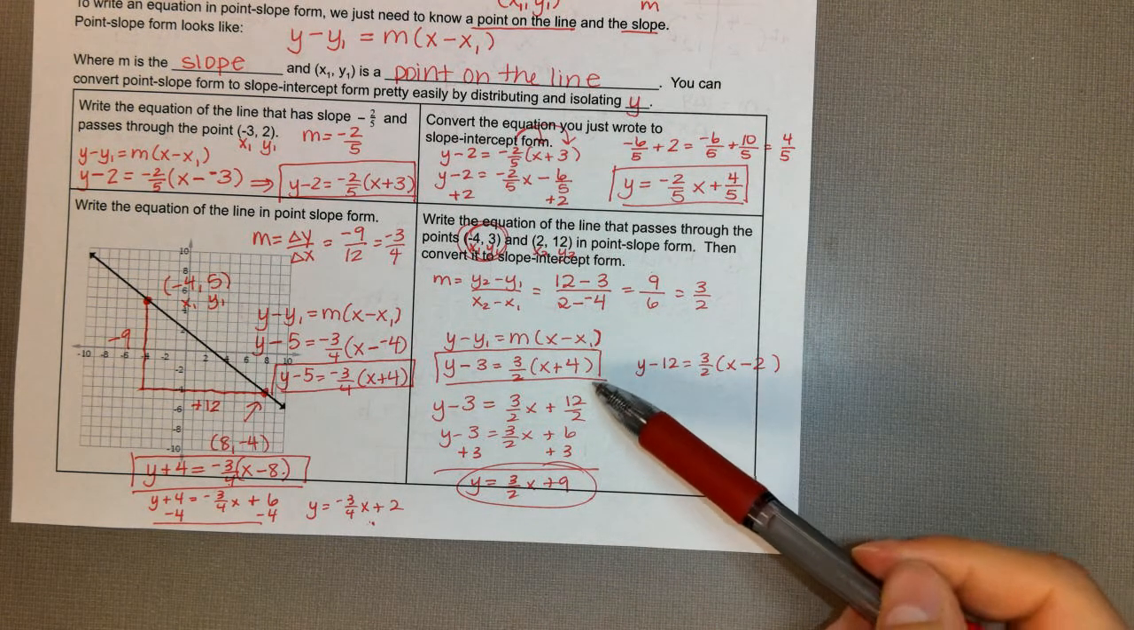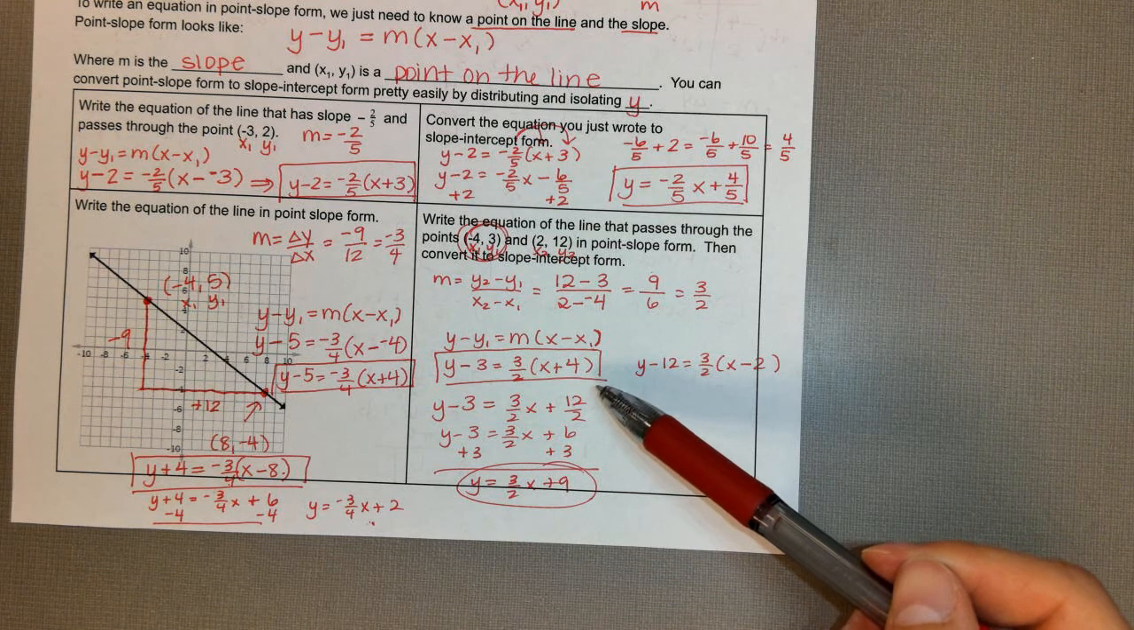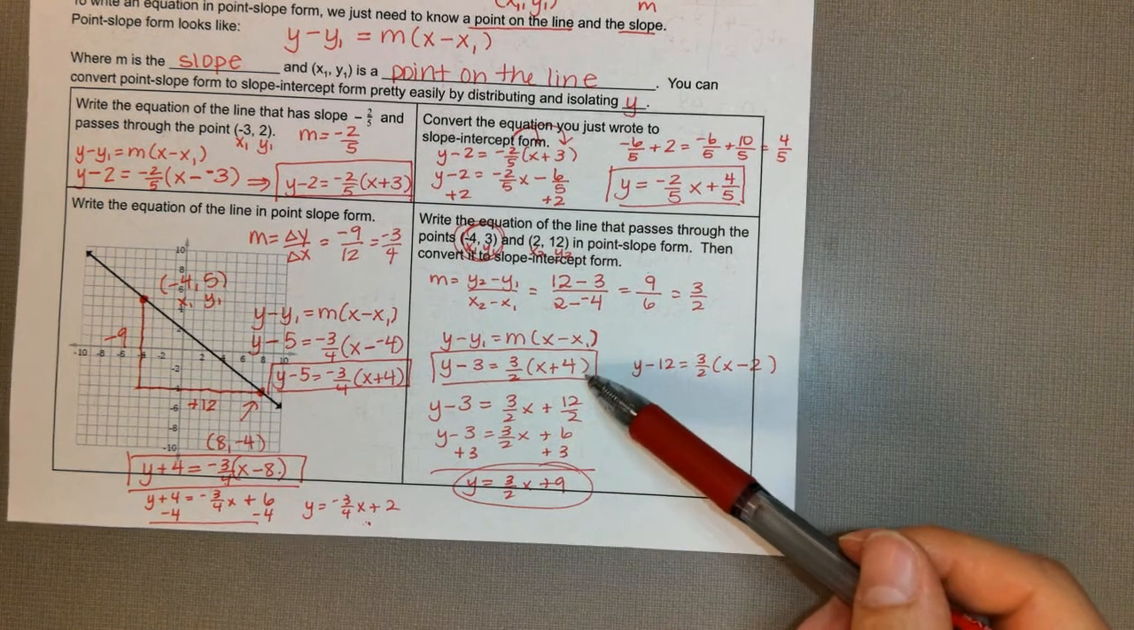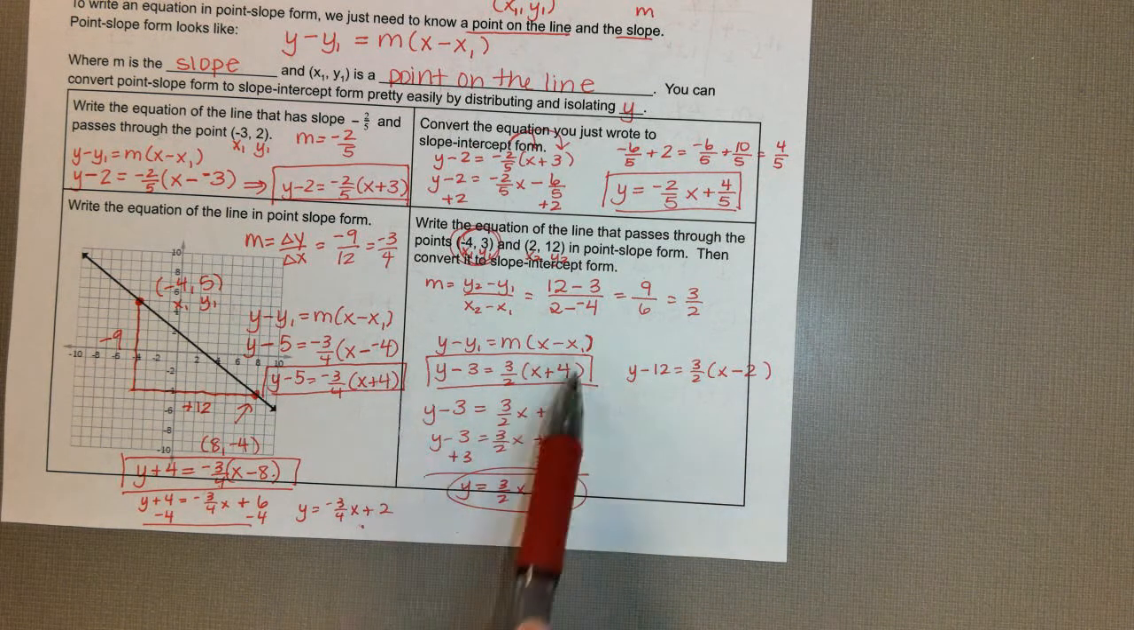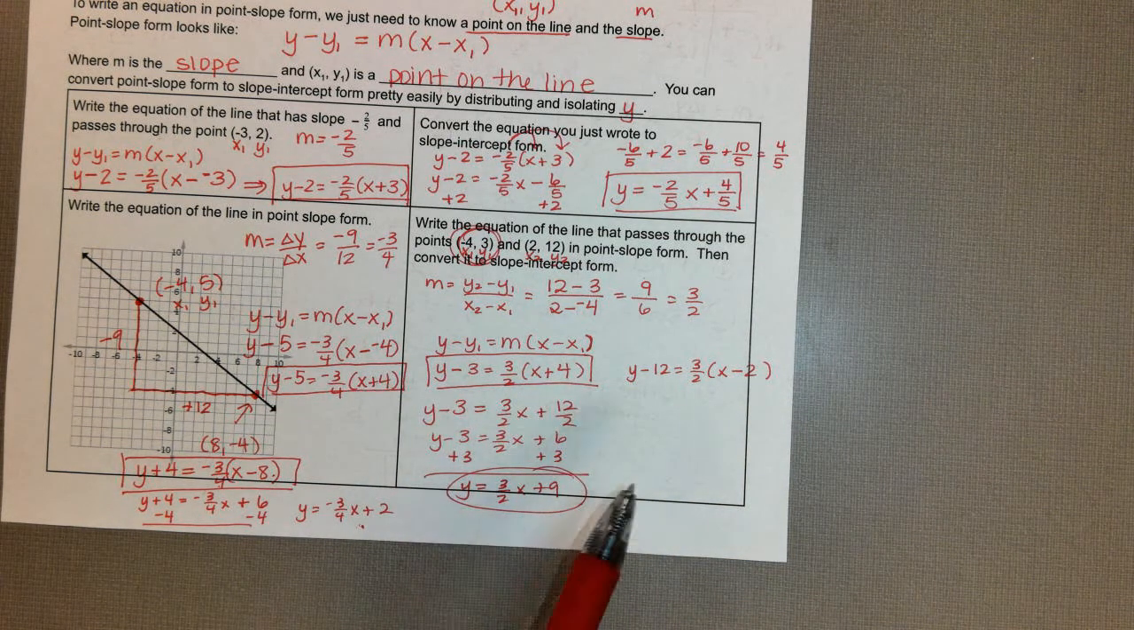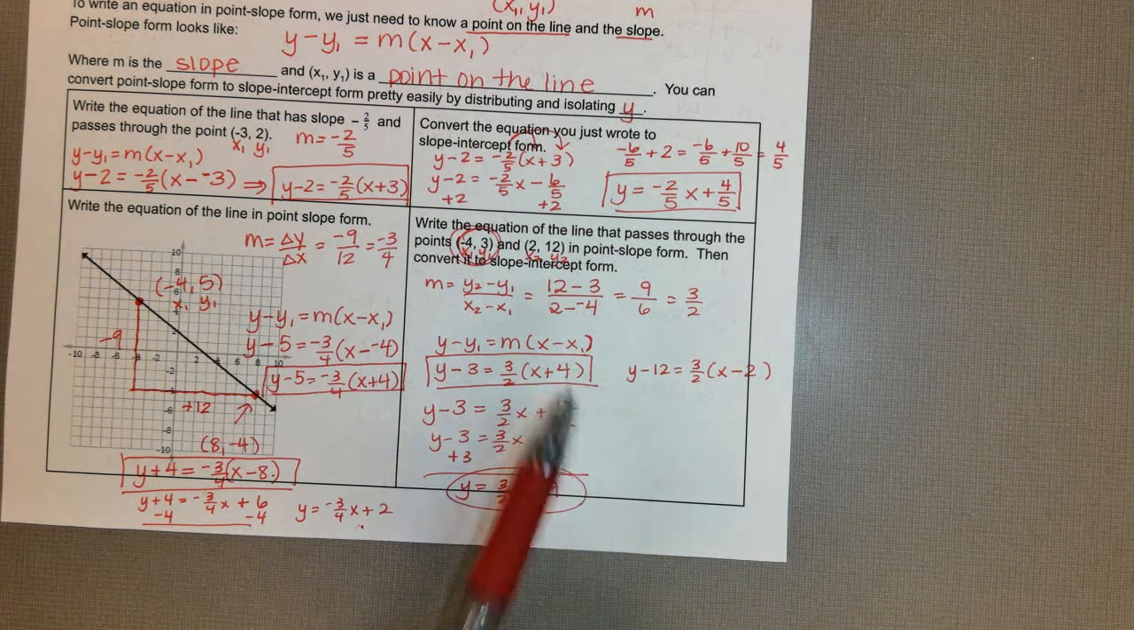It is perfectly acceptable, unless you are asked to put it in slope-intercept form, to leave it in point-slope form. In fact, when you get to calculus, this form is preferred. We don't like slope-intercept form as much because it's more annoying. This form is great.